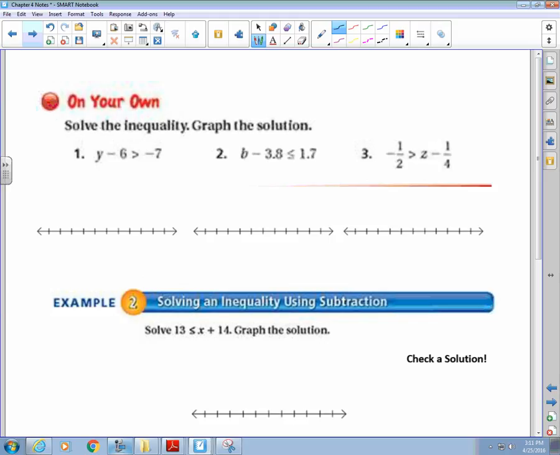Okay, hopefully you've taken care of those problems. So I am going to go ahead and solve them for you so that you can check your answers. So let's take a look at the first one here. Number 1, y minus 6 is greater than negative 7.